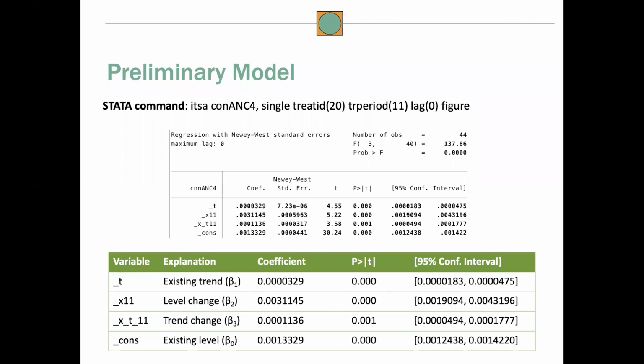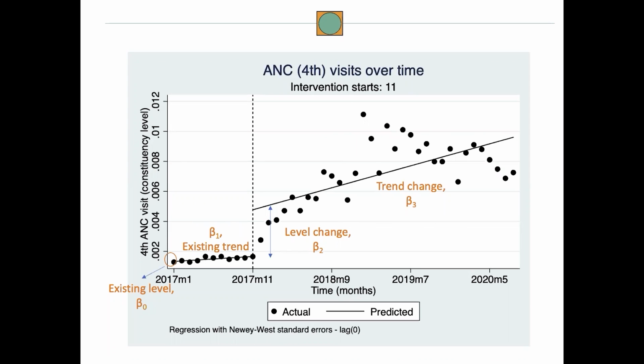And so on the next slide, we're going to see the graphical representation that we got by adding the figure to our command. Just to go over, our beta naught is our intercept and it's our existing level.